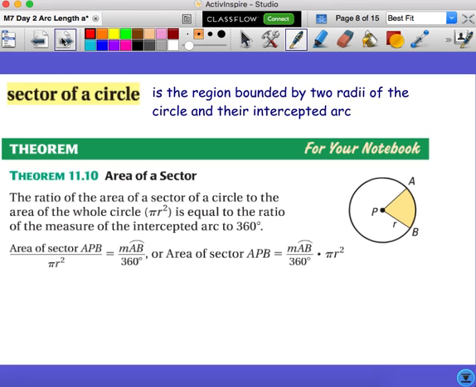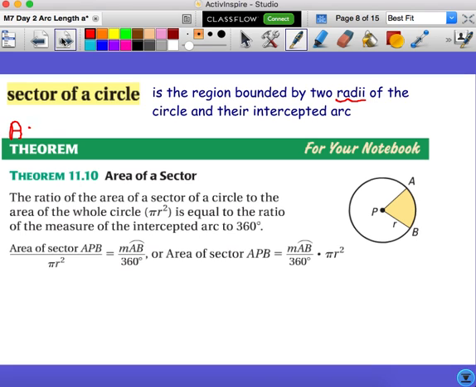Now we're going to shift into talking about a sector of a circle. So a sector of a circle is a region bounded by 2 radii of the circle. And radii is a funky looking word that just means the plural of a radius. So we've got 2 radii in that circle and we want to find the space in between them. So I like to think about a sector of a circle as kind of a slice of pie or a slice of pizza.